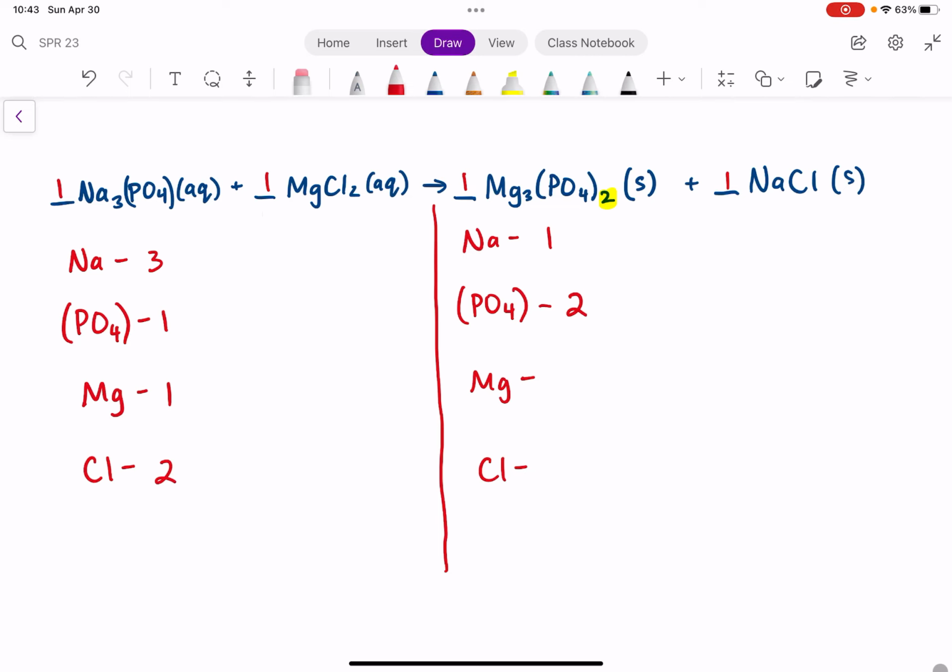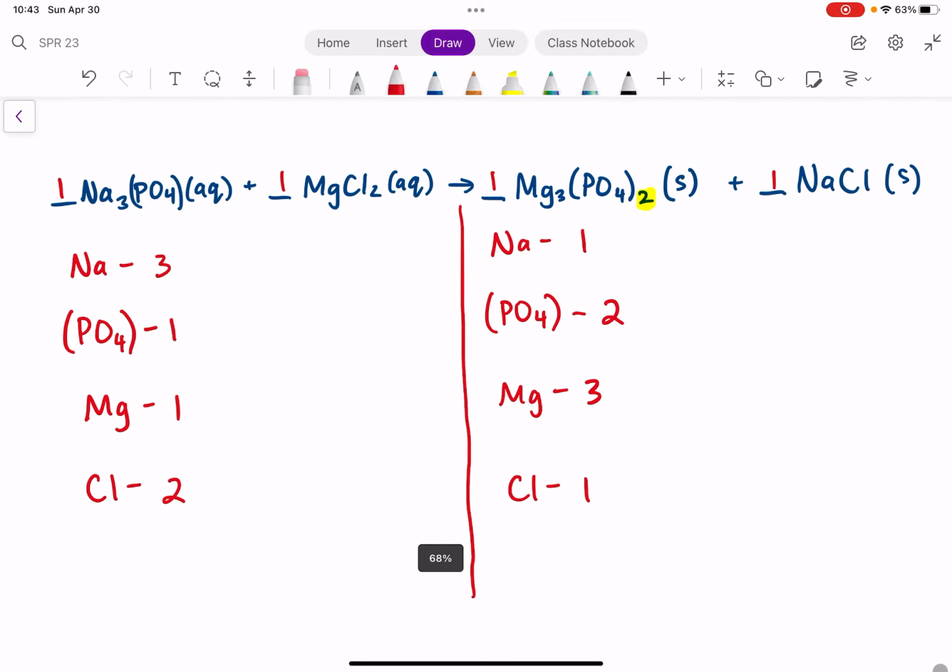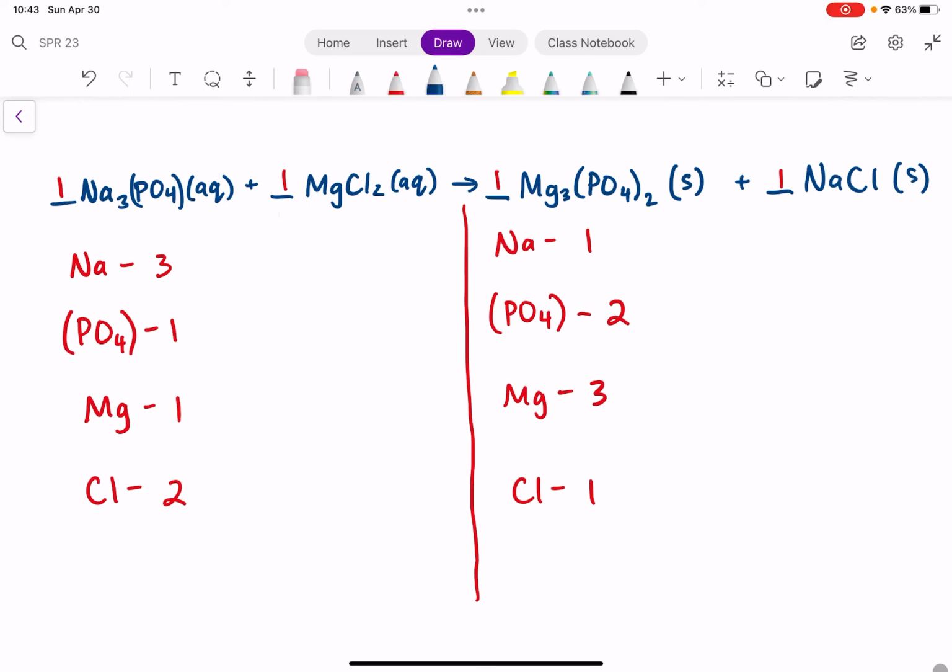All right, how many magnesiums? Yeah, 3. We've got that little 3 subscript there next to our magnesium. Okay, and then how many chlorines? 1, yeah. Okay, so is this balanced? No, it's not balanced, right? We want to change. Well, what if we change this to 2? Because I'm noticing that I want 2 phosphates. So let's go ahead and make this a 2.